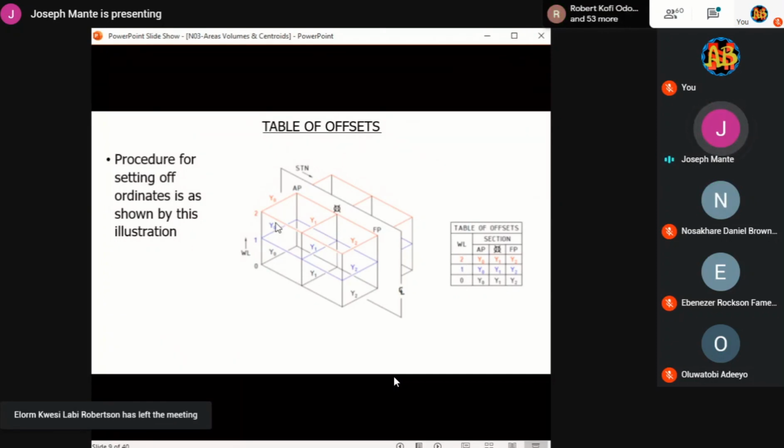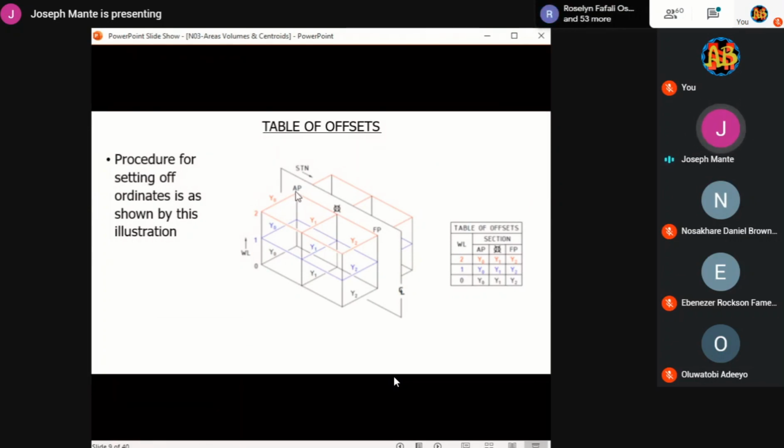Now, you want to go to the aft, so you pick the aft point. When you pick the aft point, realize that the distance from the aft to the shaft, to the hull, is y0. So you put the y0, that's the distance.